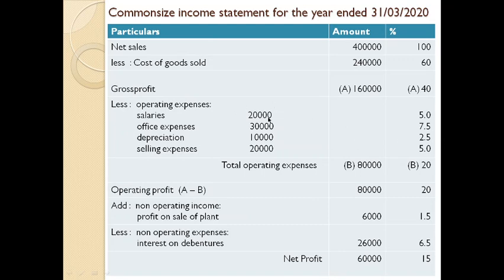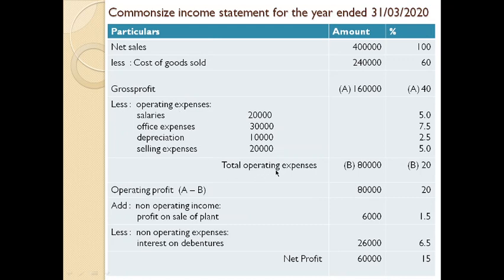Okay, salaries 20,000. Remember, you need to find the percentage of each individual item compared to net sales. Here, salaries 20,000. 20,000 divided by net sales, that is 4 lakh, into 100, you will get 5%. Next one, office expenses 30,000. Same procedure, 30,000 divided by 4 lakh into 100, you will get the specific percentage. Next one, 10,000. Same case, 20,000, same procedure. You need to follow the same procedure and identify the percentage of each individual item. Because the concept of common size statement is to identify the percentage change in any particular item pertaining to that particular statement when compared to net sales.